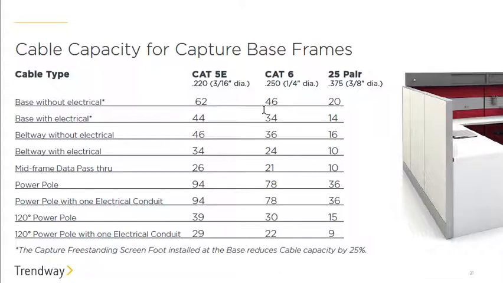Keep in mind that the capture freestanding foot installed at the base, there's a little notation at the bottom, reduces the cable capacity by 25%. And that's obviously due to the way that the feet are attached to the frame.